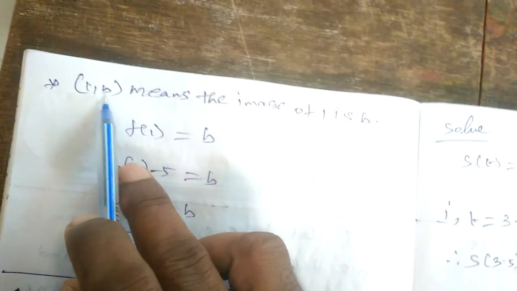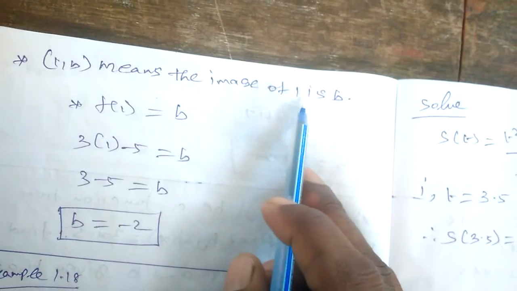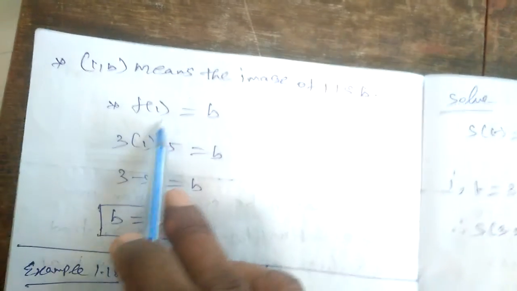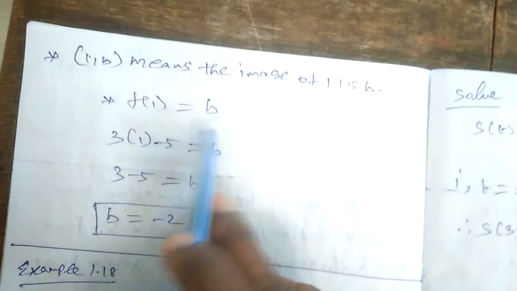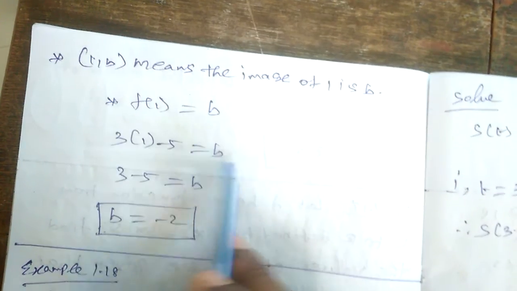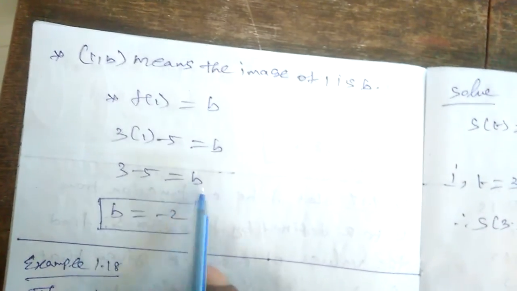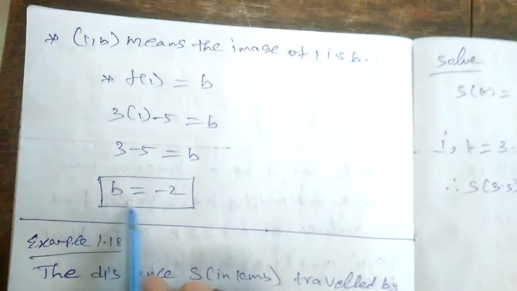That's all. And the second one, (1, b). In the ordered pair (1, b), it means the image of 1 is b. Therefore f of 1 equals b. 3 into 1 minus 5 is equal to b. 3 minus 5 is equal to b. So b is equal to minus 2.